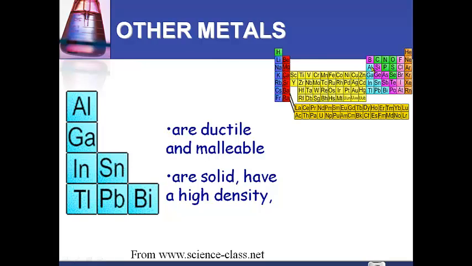Then this little light blue group here, these are other metals, okay? So these are also all metals. They are all bendable and breakable. They are usually pretty solid metals and they have a really high density, which means they are packed metals, okay? You'll notice aluminum is one of them. Okay, and lead, Pb is lead. Okay, they're really packed.